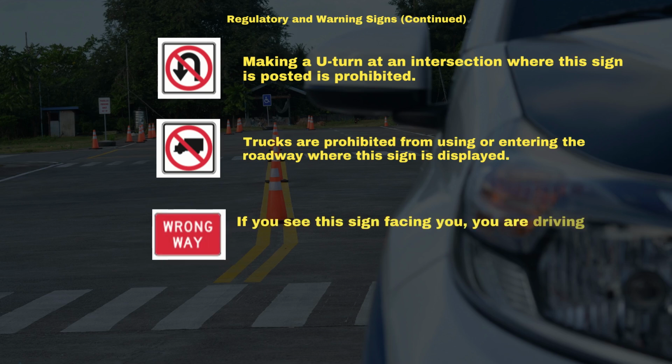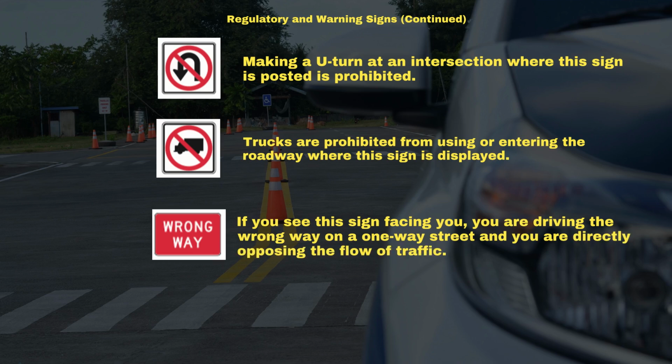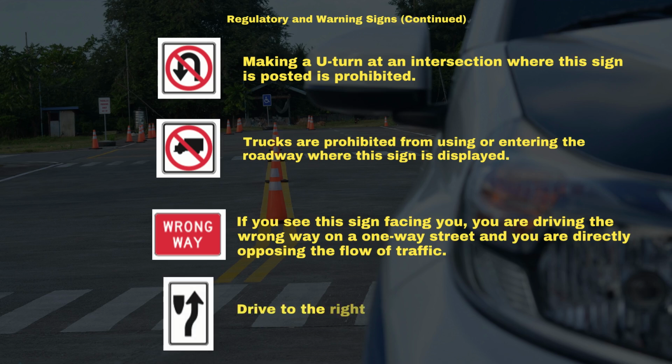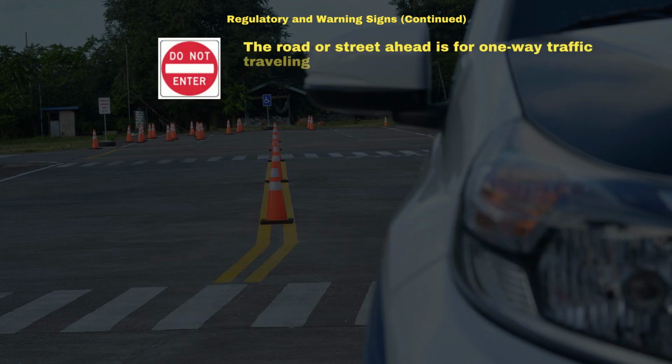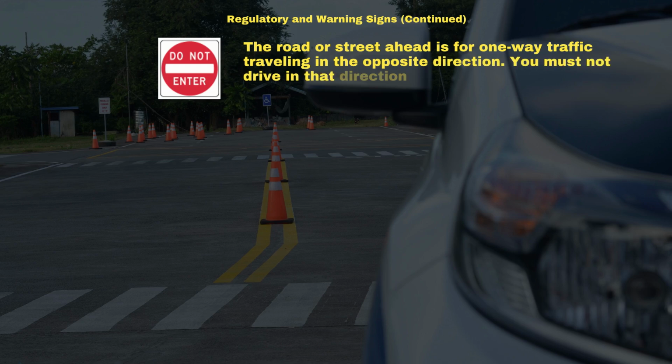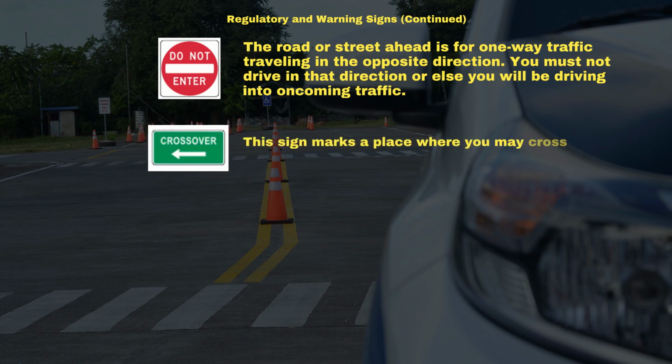If you see this sign facing you, you are driving the wrong way on a one-way street and you are directly opposing the flow of traffic. Drive to the right of this sign. This sign is used in advance of islands and medians. The road or street ahead is for one-way traffic traveling in the opposite direction. You must not drive in that direction or else you will be driving into oncoming traffic. This sign marks a place where you may cross over to the other side of the divided highway.